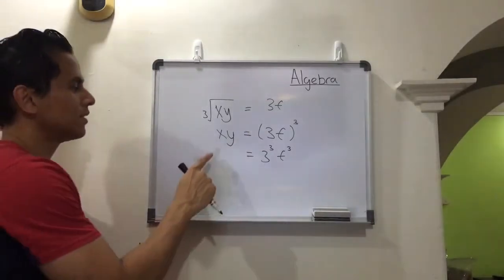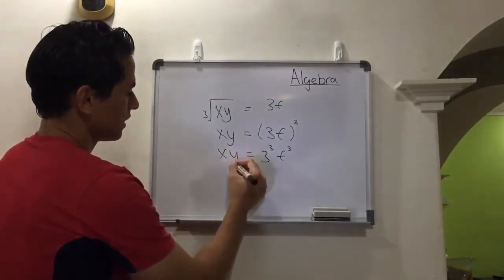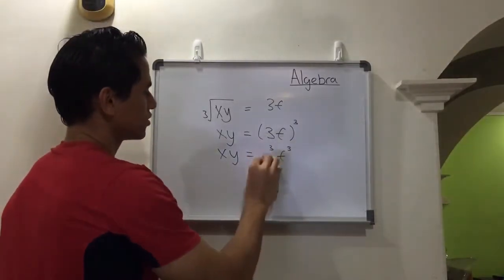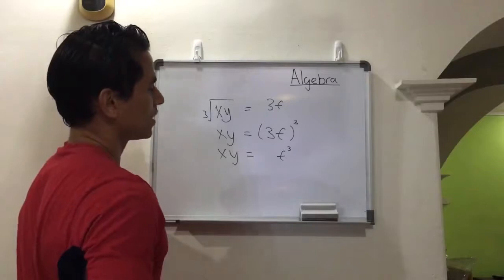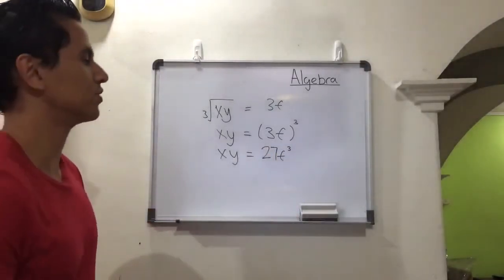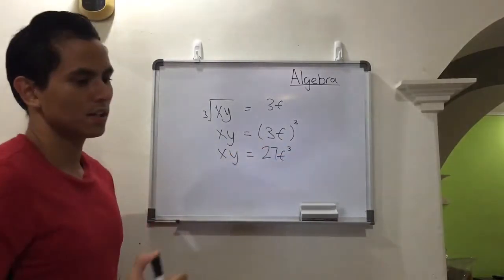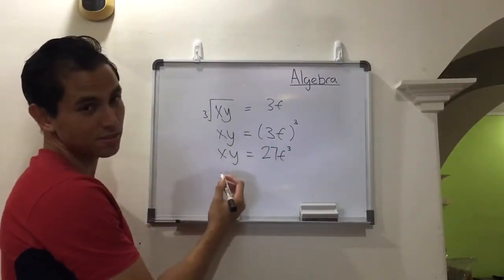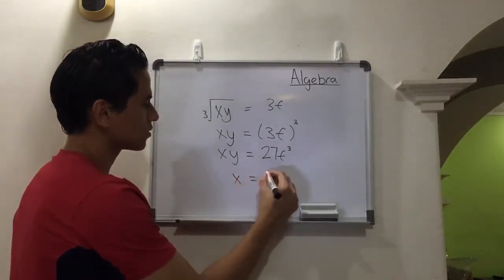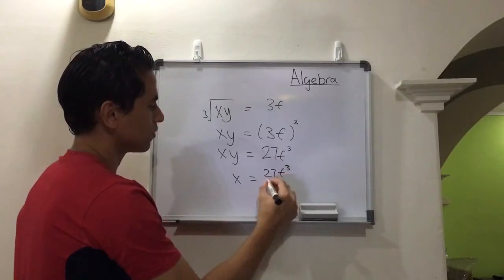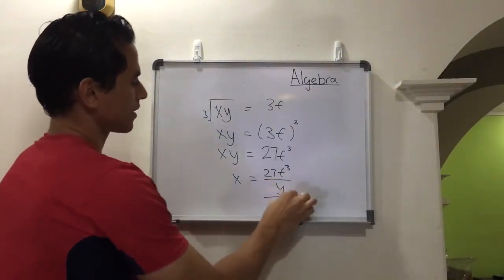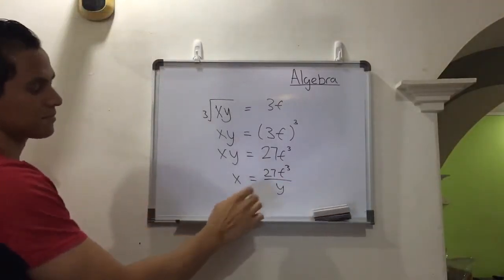Okay, so now we have xy equals 3 cubed f cubed, and 3 cubed is simply 3 times 3 times 3, giving us 27. And f cubed, we do not know because it's unknown, right? So we're just going to leave it as f cubed. So now finally the last step, you probably see it by now, just divide both sides by y. We get x equals 27 f cubed over y. So this is the final answer, right? Yes, this is the final answer.